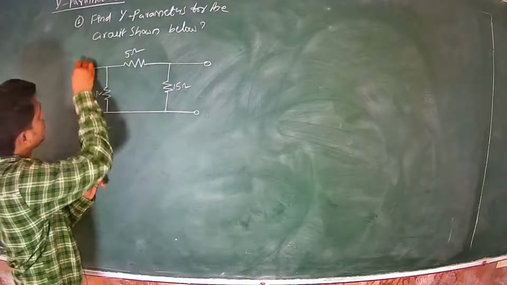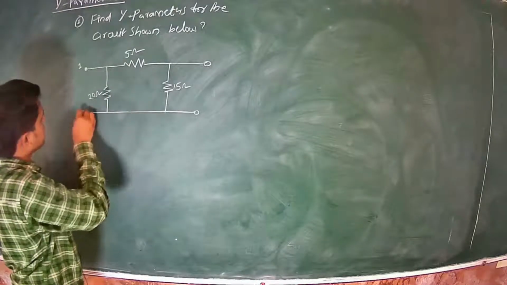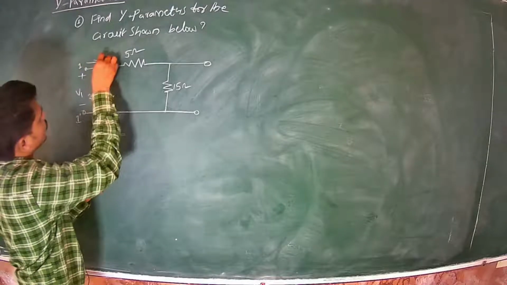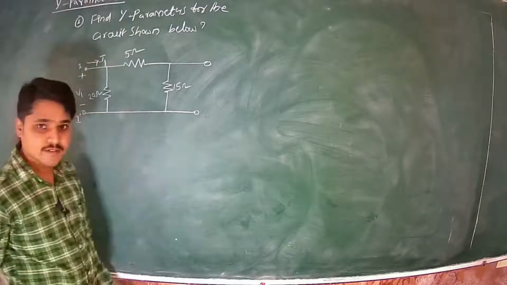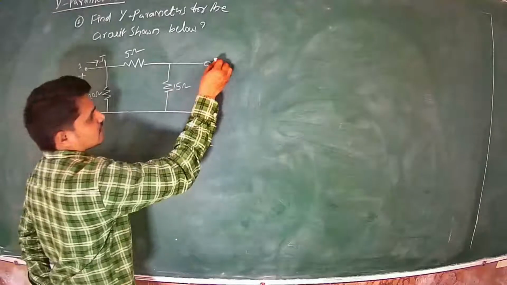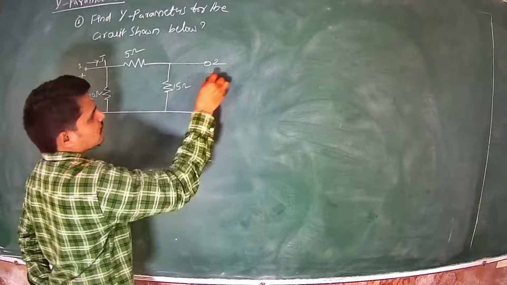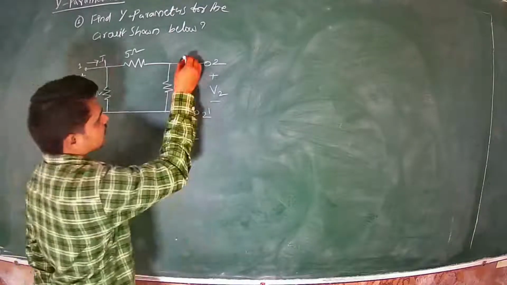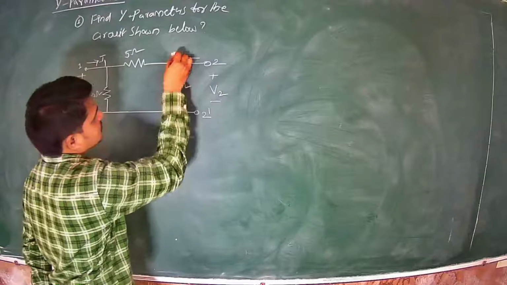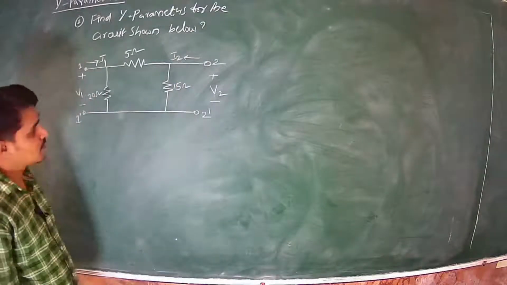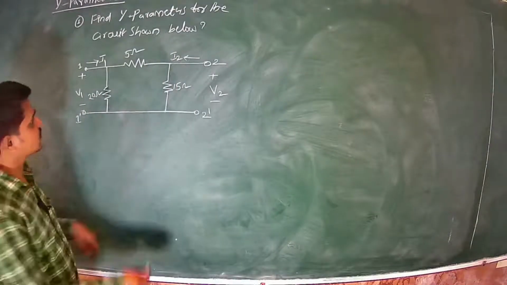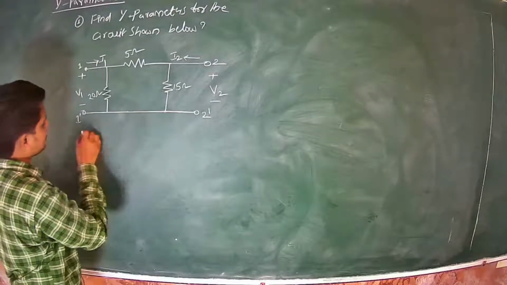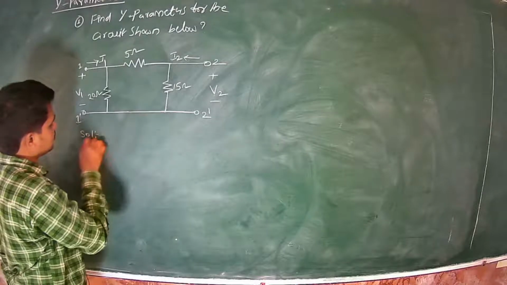Now this is port 1, that is the 1 dash terminals. The voltage at port 1 is V1 and the current at port 1 is I1. Next, here is port 2, terminals 2 dash, the voltage at port 2 is V2 and the current at port 2 is I2. So we have to find the Y parameters. So this is our box.